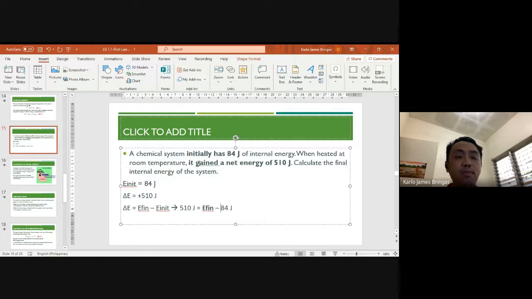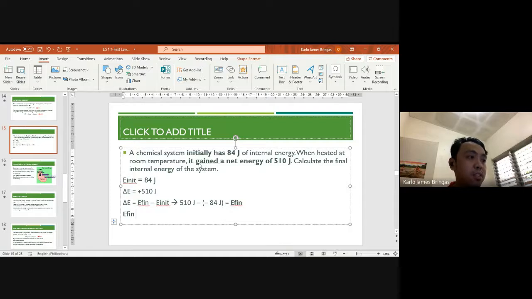So to solve for E final, what you do is you simply transpose the negative 84 joule to the other side. So transposing that gives us this one. So E final. Can you please compute for me, guys? Using your calculator, how much will now be E final?